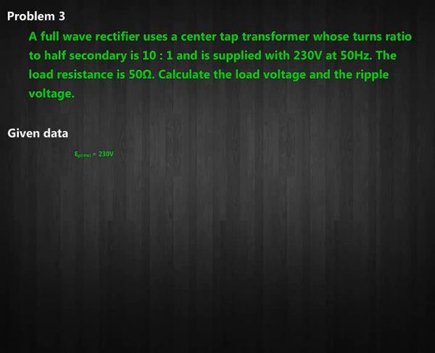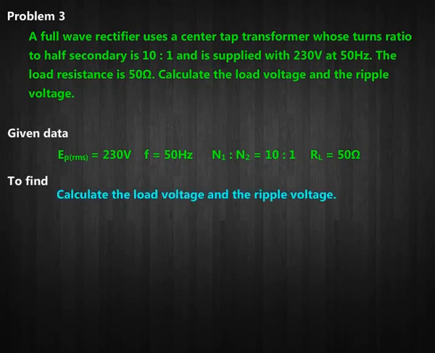Given data: primary RMS value EP RMS is equal to 230 volts. Frequency F is equal to 50 Hz. Transformer's turns ratio N1:N2 is equal to 10:1. Load resistance RL is equal to 50 ohms. To find, calculate the load voltage and the ripple voltage.